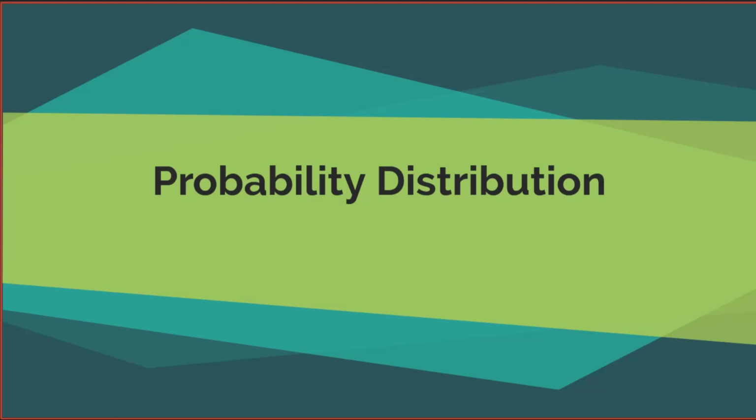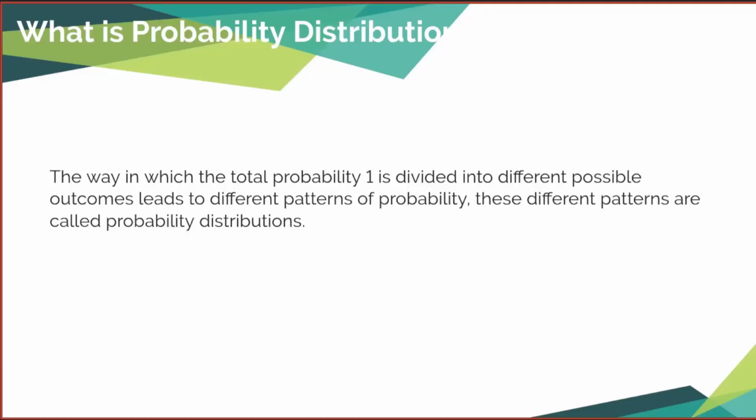So if we have to learn about probability distribution, first we should know what is a probability distribution. The way in which the total probability 1 is divided into different possible outcomes leads to different patterns of probability. Now here you should know that the total probability is 1. We already discussed what 1 means in terms of probability. It is certain, right?